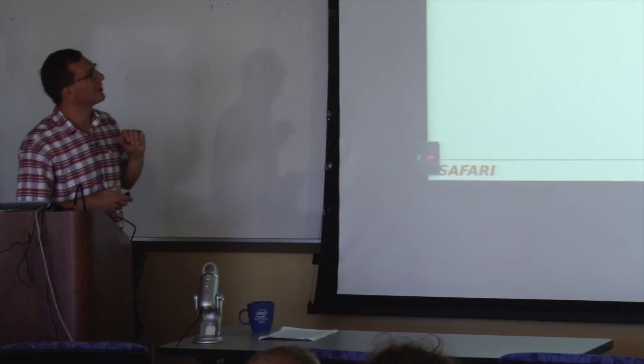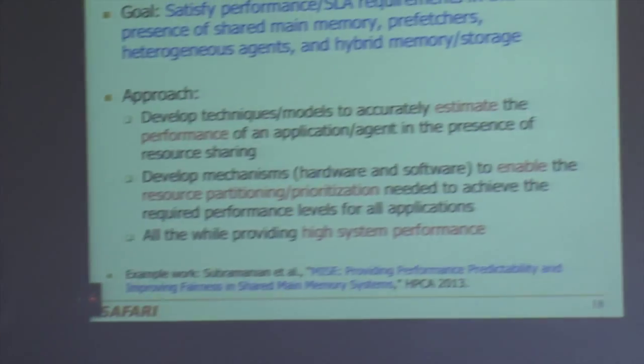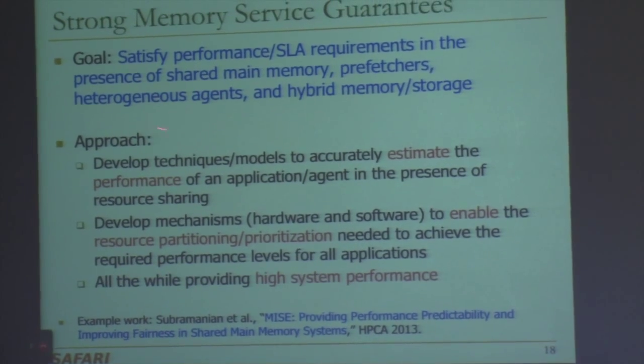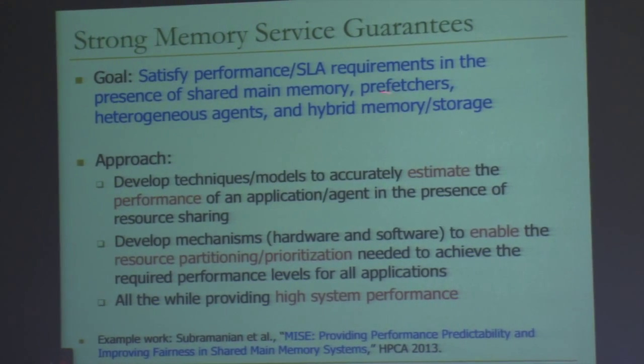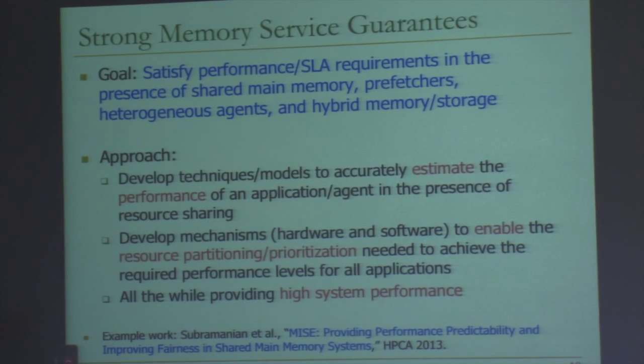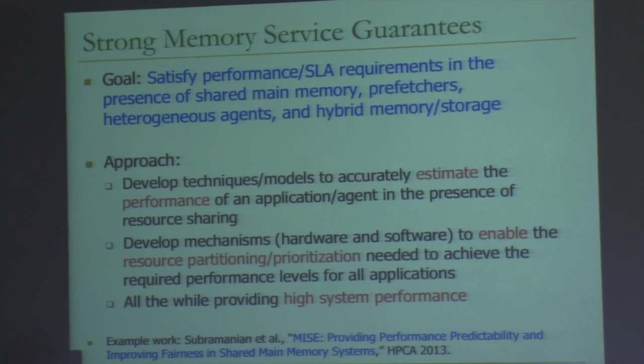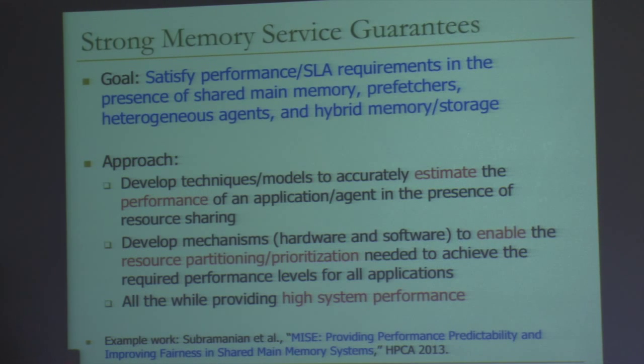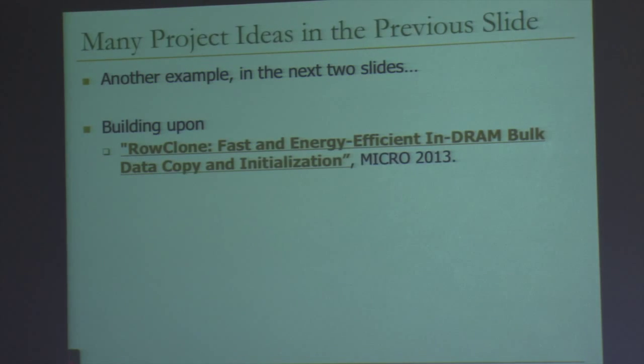OK, I'll give you a few other ones. So there are many project ideas here. So even looking at prefetchers could be interesting. Looking at hardware accelerators could be interesting. Looking at providing quality of service when you have multiple different types of DRAM could be interesting, right? If you have multiple applications sharing multiple different types of DRAM, how do you design an application-aware management policy for the different types of memory, right? That's pretty interesting. Not necessarily DRAM plus NVM. OK. So there are other examples over here.